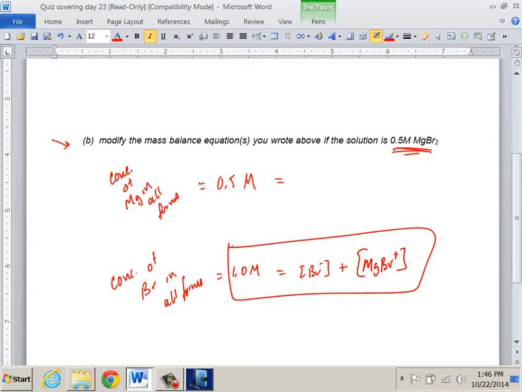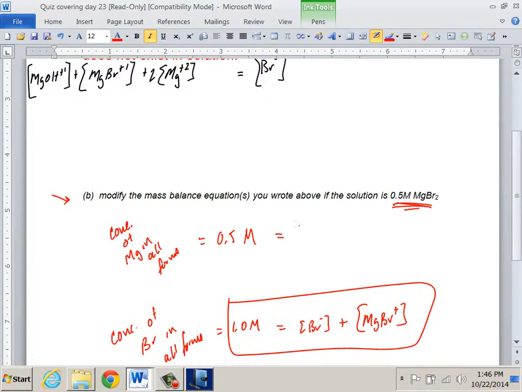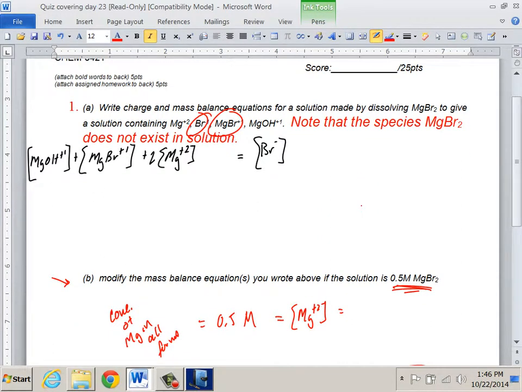And then magnesium in all of its forms has to be a half molar. So you have Mg plus 2. So on the test, if we put the concentration of Mg in all forms equals 0.5 molar, would we get it wrong? Let's get the answer here. The other species are MgBr plus and MgOH plus.